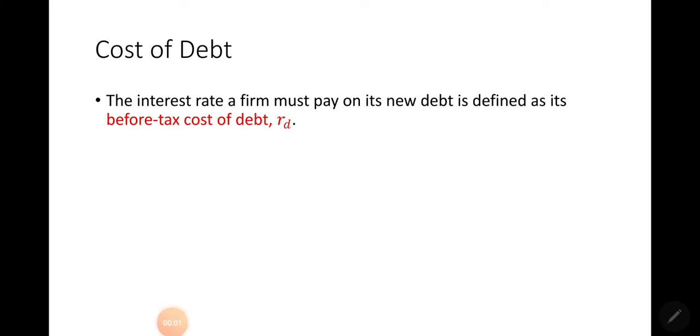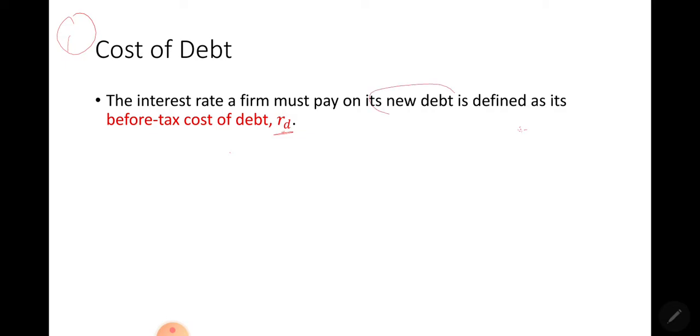So this is the first component of WACC. The first component is your cost of debt. The interest rate a firm must pay on its new debt is defined as its before tax cost of debt, and it is denoted by RD. Again, it is the same concept: the return for the people who have given the loan to the business, for example, the bondholders, will be the expense for the corporation. That's why we're denoting it with the sign of return.